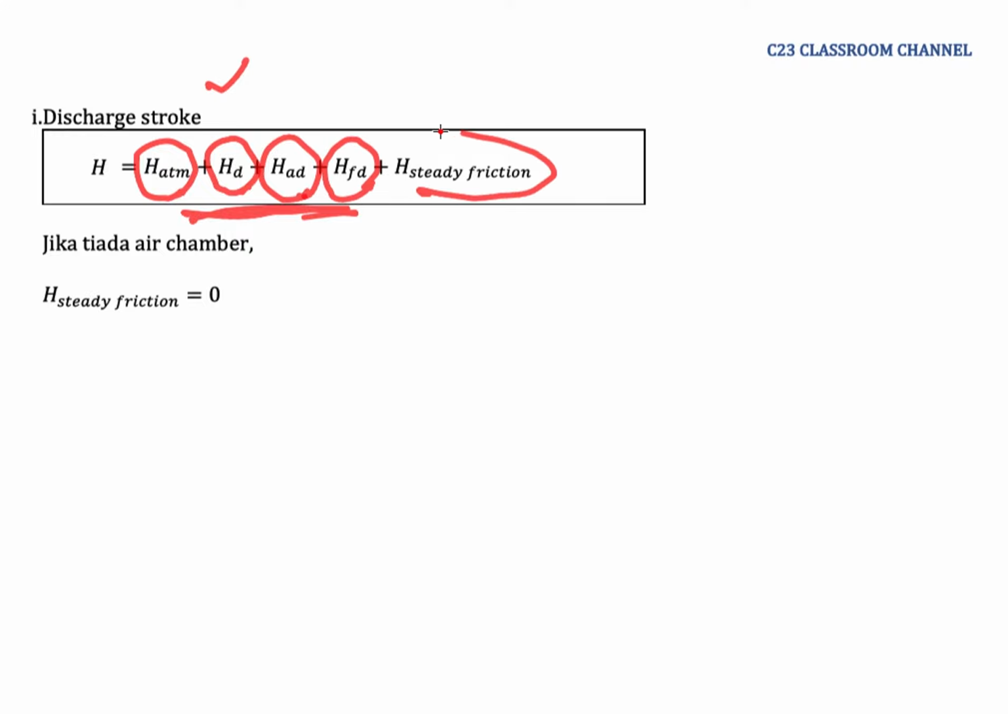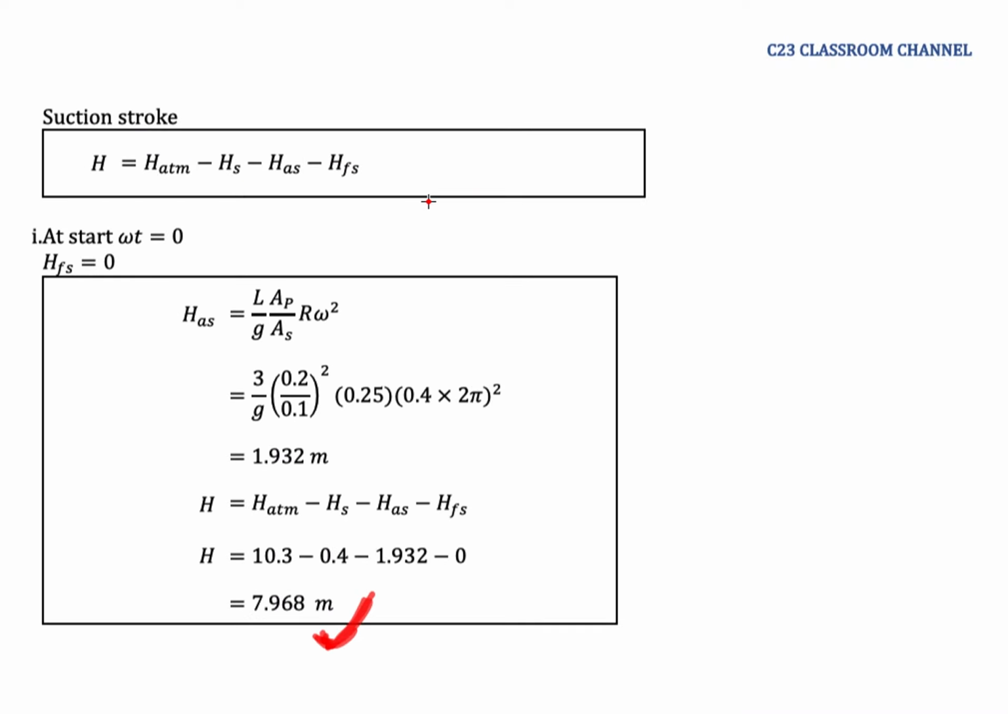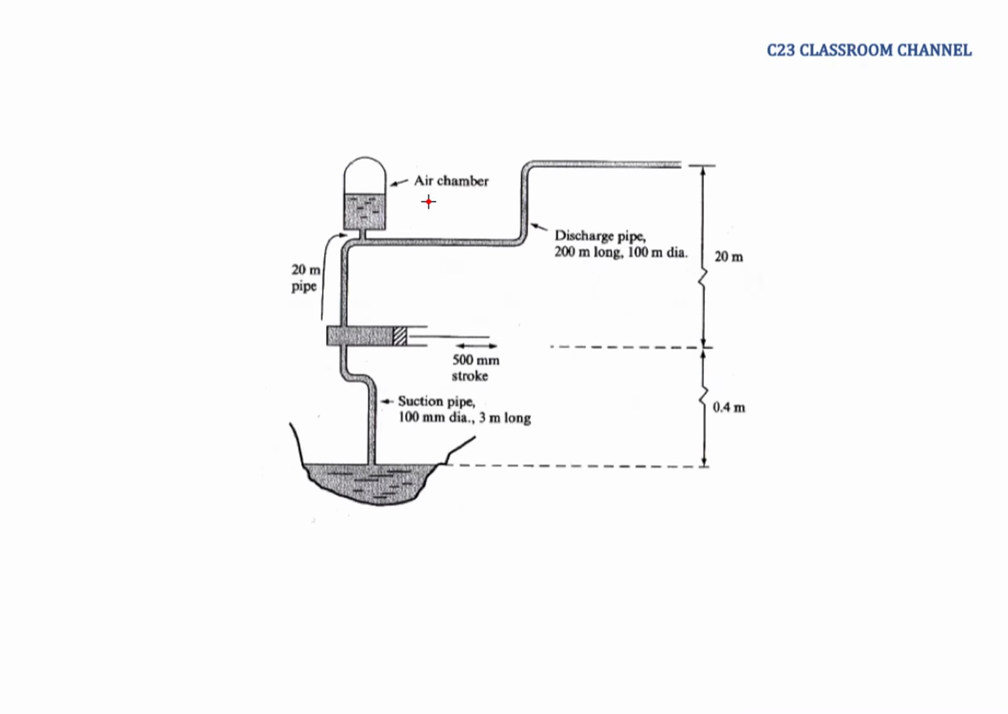And I add here another item, which is the steady friction. Why do we need to overcome the steady friction? Because of the existence of the air chamber. I already explained that the air chamber here will make the flow steady, which means that from this point, the flow is steady.